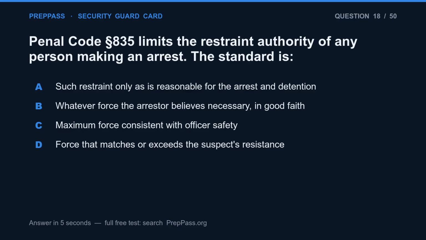Question 18. Penal Code Section 835 limits the restraint authority of any person making an arrest. The standard is A. Such restraint only as is reasonable for the arrest and detention. B. Whatever force the arrestor believes necessary, in good faith. C. Maximum force consistent with officer safety. D. A force that matches or exceeds the suspect's resistance.